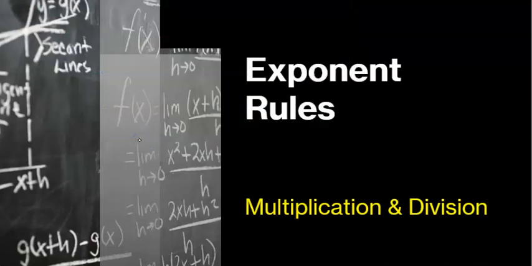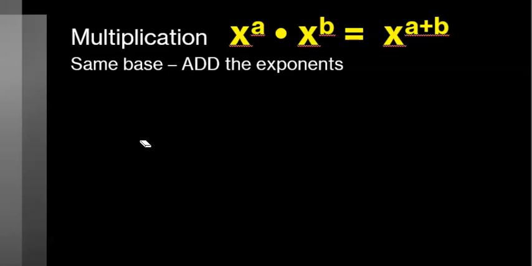Let's talk exponent rules, and more specifically multiplication and division. So we're going to start off with multiplication. The rule simply is if you have the same base, then you just add the exponents. So for instance, right here at the top, we have x to the a times x to the b. In yellow here, the answer would be x to the a plus b.